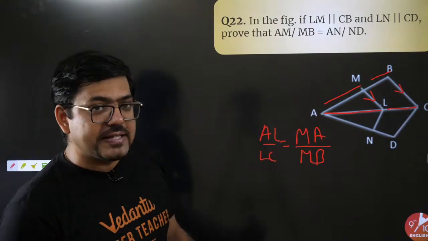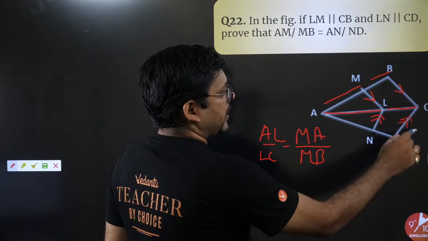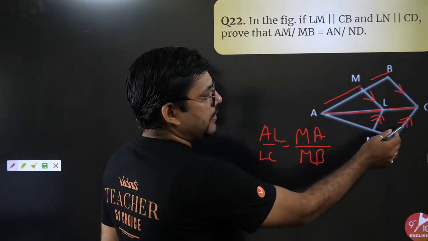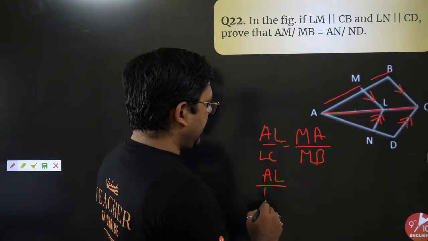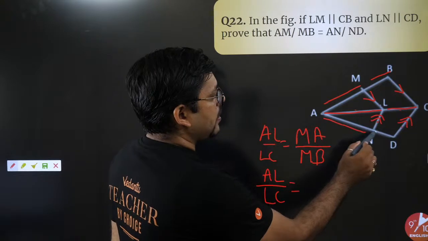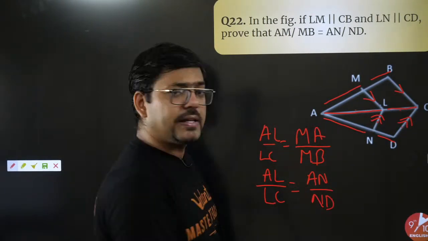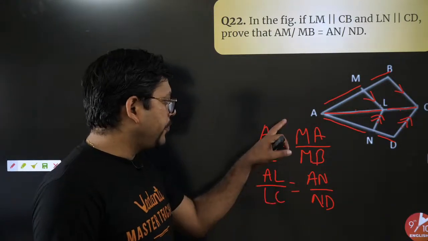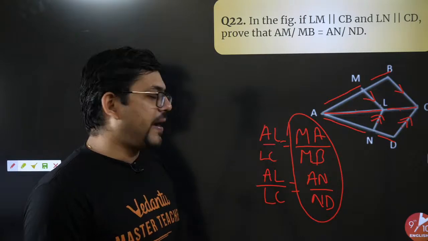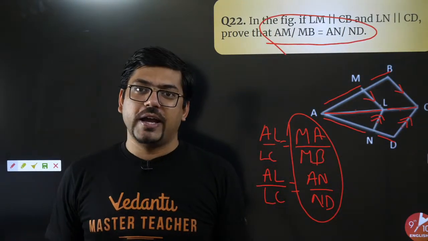And the same way, you can do it here also in this triangle, that you have got this line parallel to this line, so you can write AL by LC equals AN by ND. Very easily, yeah, you can do that. So once you did this, very easily you are able to figure out that AM by MB equals AN by ND, which we had to prove.